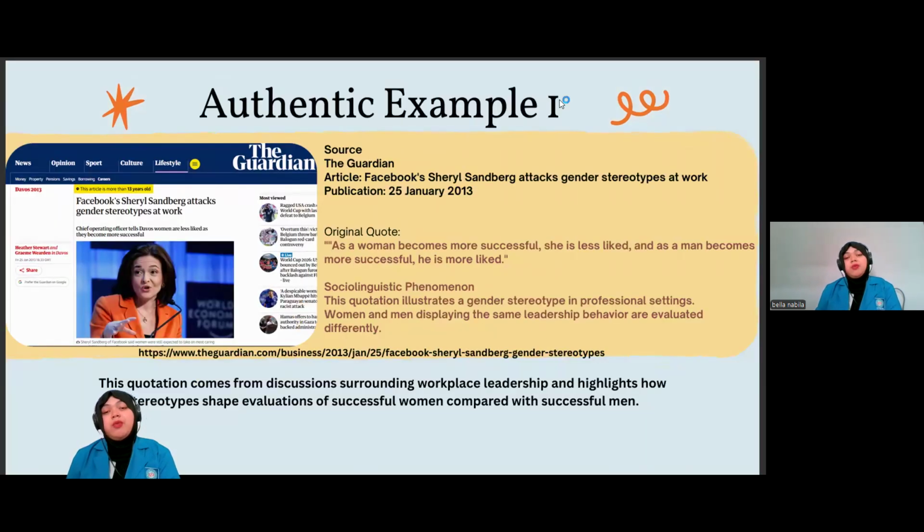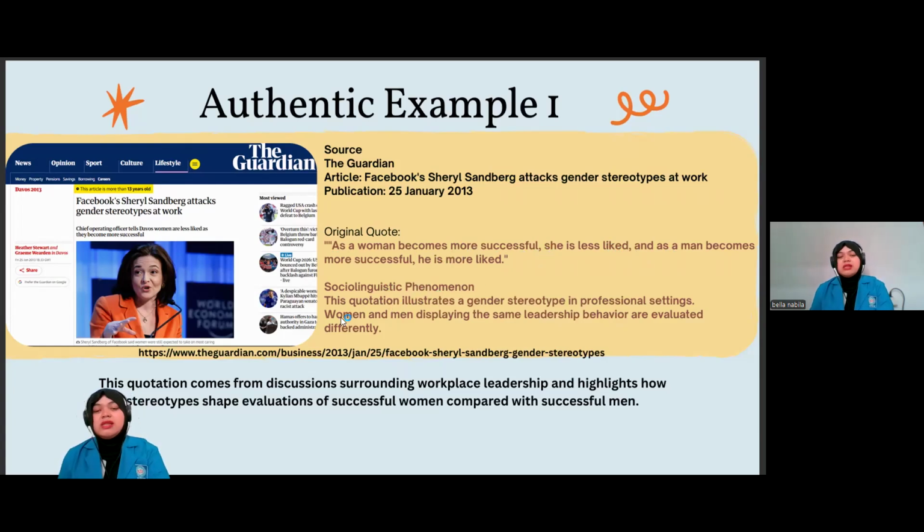For authentic example number one, I use this article sourced from The Guardian. The title is Facebook's Sheryl Sandberg Attacks Gender Stereotypes at Work, published on 25 January 2013. The original quote from this article is: as a woman becomes more successful, she is less liked, and as a man becomes more successful, he is more liked.